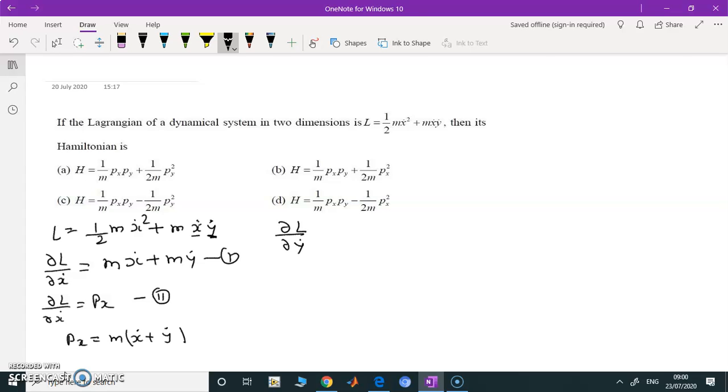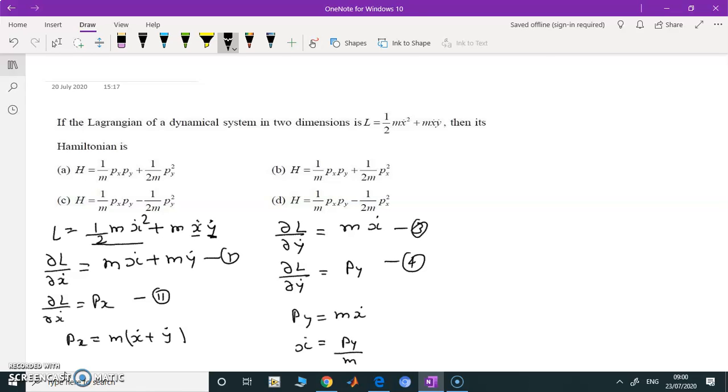Now we have the second variable also, so we have to do dou L by dou y dot. So what we'll get, the first term will be 0, the second term will be m x dot. And generally dou L by dou y dot will be py. So suppose this is equation number 3 and this is 4. From 3 and 4 what you can write, py is equal to m x dot. So from here you can write x dot will be py by m.